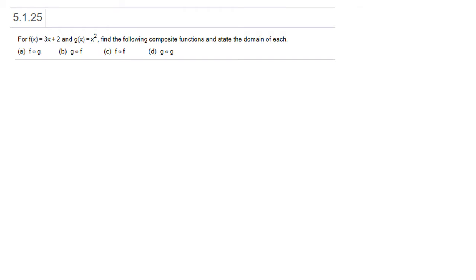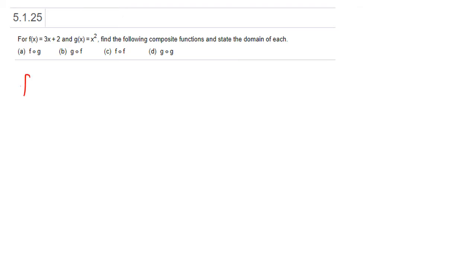All right, so now we are given two functions, algebraic expressions. f of x is 3x plus 2, g of x is x squared. We're asked to find the composite functions, but we're not plugging in a specific value. So we want to leave the input as the variable x. Okay, we're going to use the same variable that was given for the ones up above. Then we want to state the domain of each function.